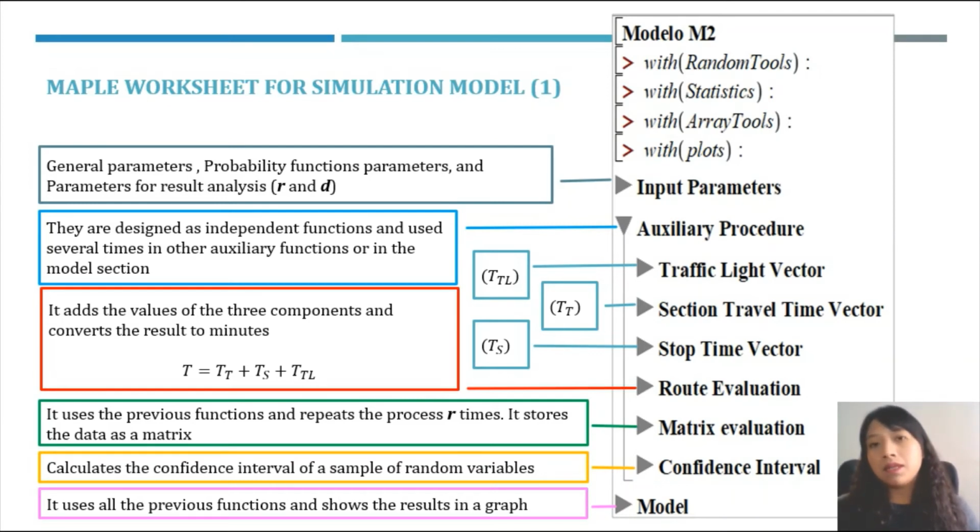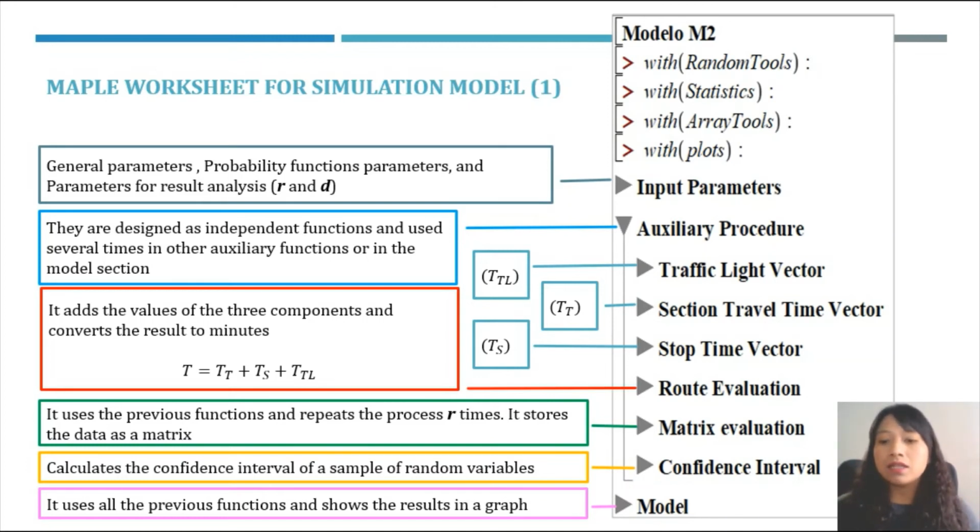Later, we have the matrix evaluation. It uses the previous function and repeats the process R times. It stores the data as a matrix with R rows and D columns. The last auxiliary function is confidence interval. It calculates the confidence interval for the sample of random variables, in this case the mean of each replica.